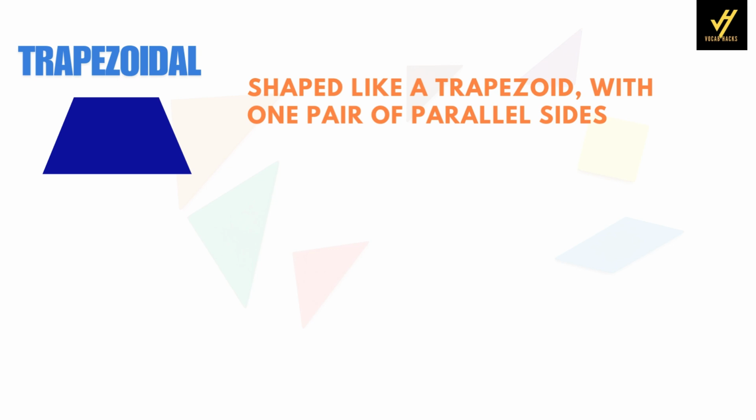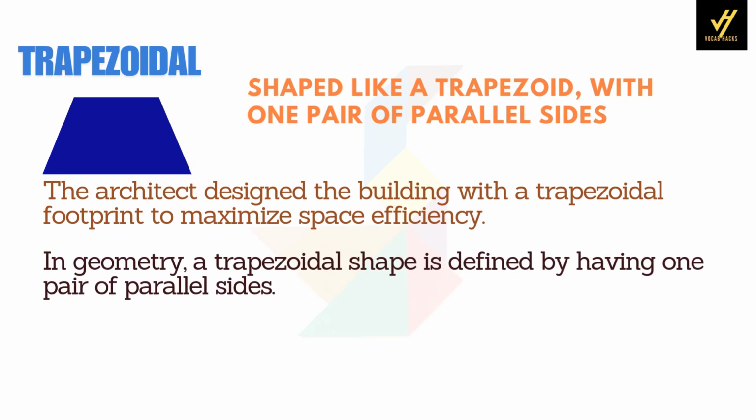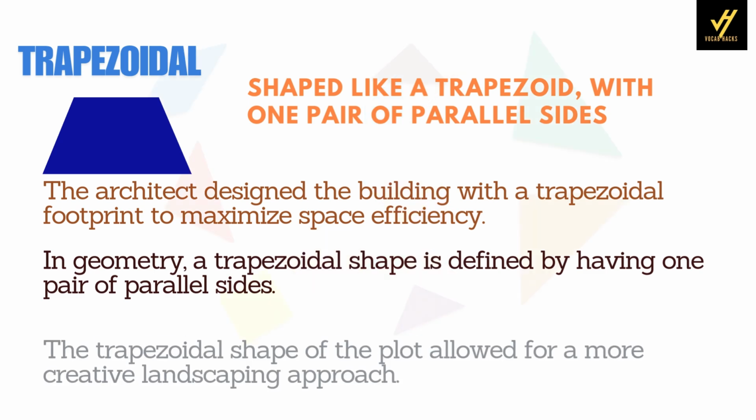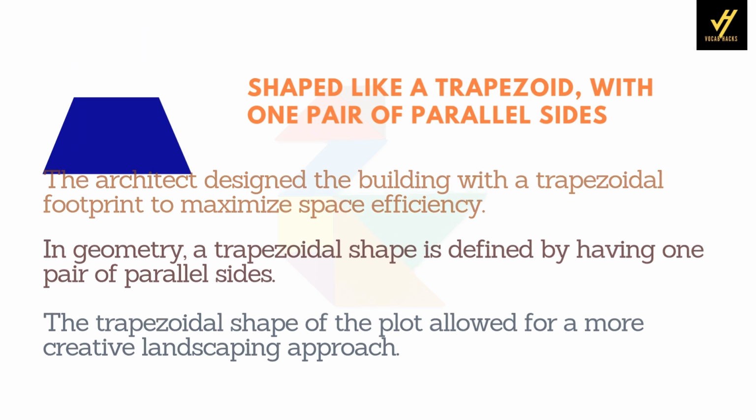Trapezoidal, shaped like a trapezoid, with one pair of parallel sides. The architect designed the building with a trapezoidal footprint to maximize space efficiency. In geometry, a trapezoidal shape is defined by having one pair of parallel sides. The trapezoidal shape of the plot allowed for a more creative landscaping approach.